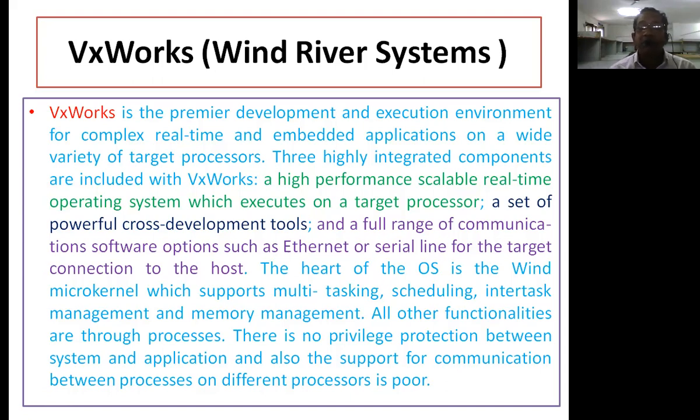So in that process, the code that we have transmitted to the moon to get implemented and configured has to be cross-compiled with a cross-development tool. This is the application where we use it in real time. And there is a full range of communication software options, such as Ethernet or serial line for the target connections to the host. One more thing: the source computer is connected to one type of serial communication line and the destination is connected to another type. In that case also you have to have a full range of communication software options.